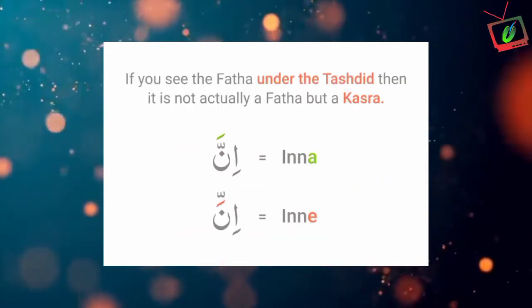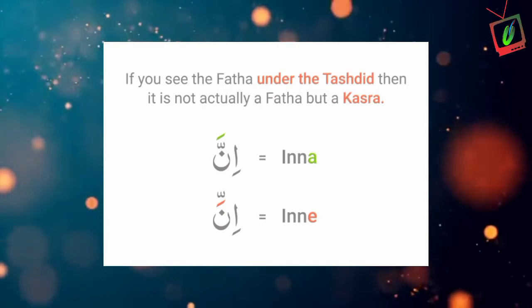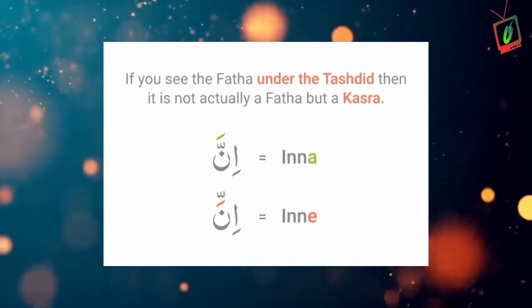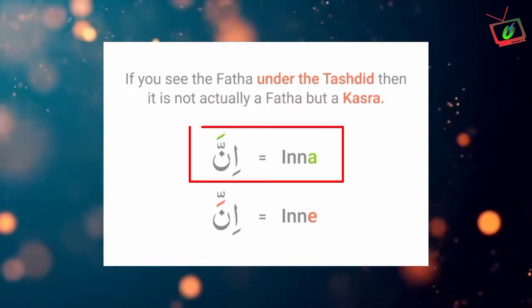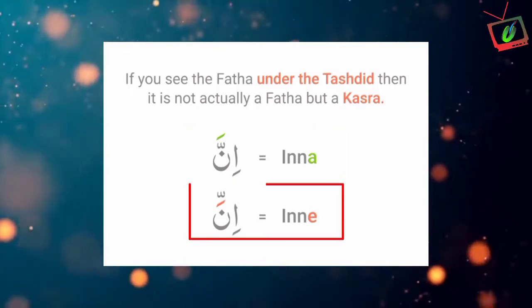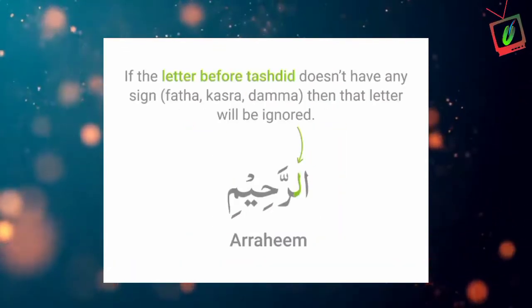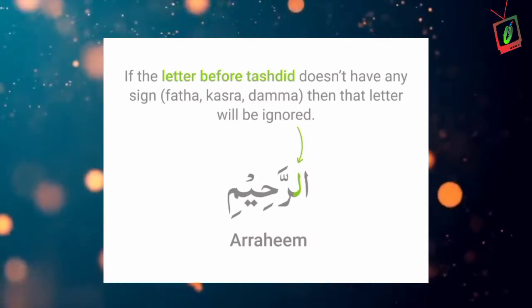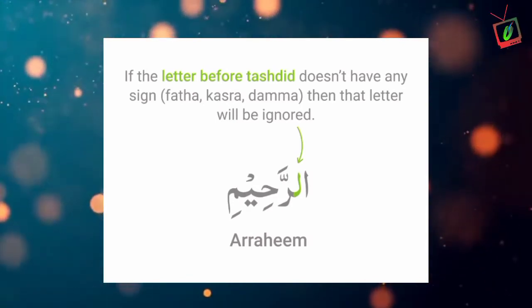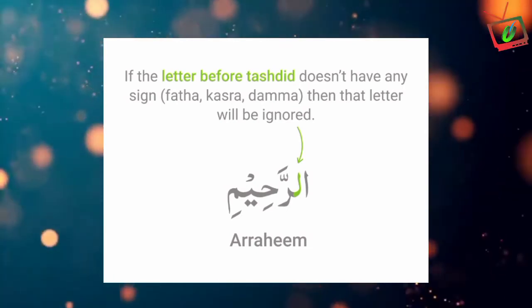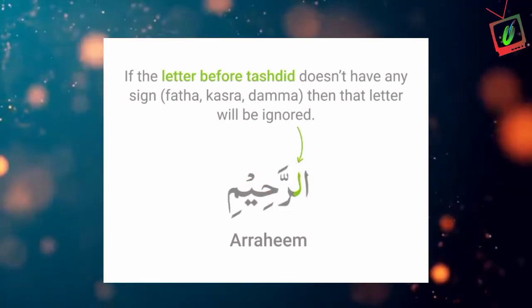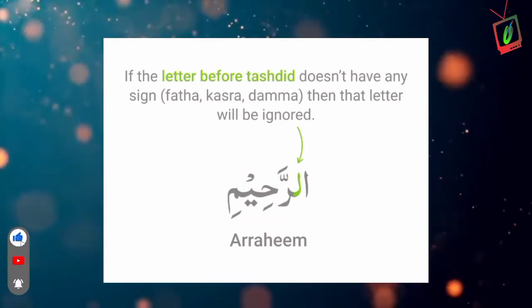If you see Fataha under the tashdid, then it is not actually a Fataha but a Kasra. For example, Inna with Inni. If the letter before tashdid doesn't have any sign, either Fataha, Kasra or Dhamma, then that letter will be ignored. For example, Ar-Rahim. The lam is ignored.